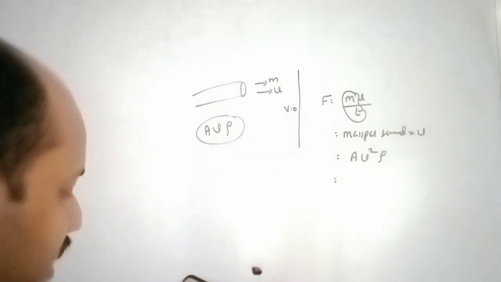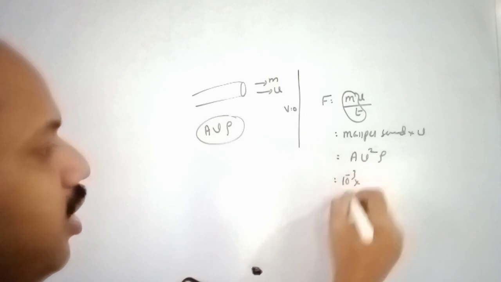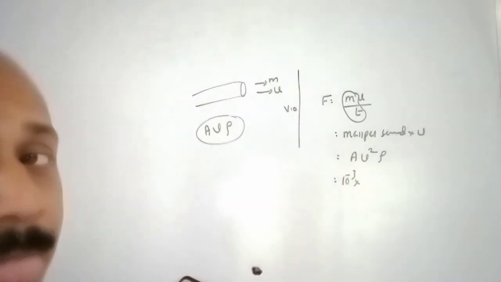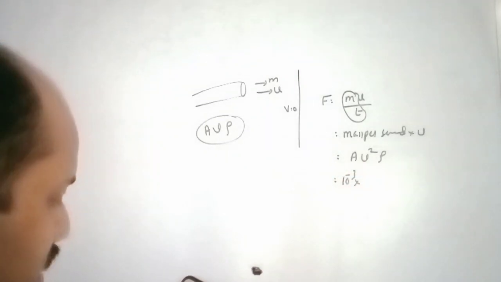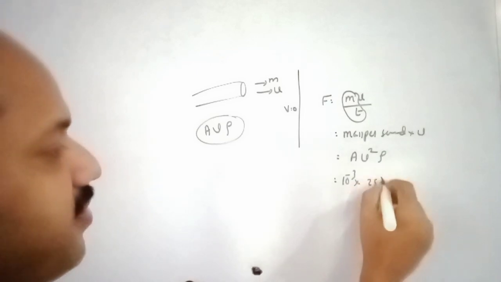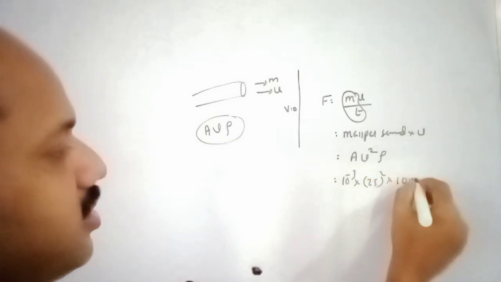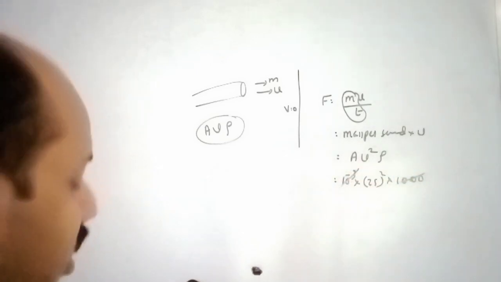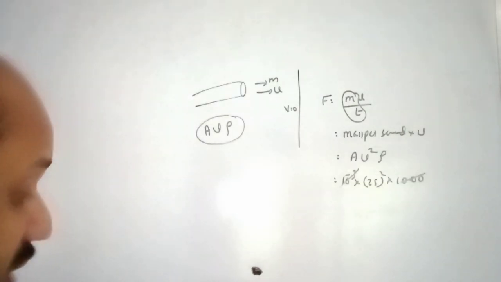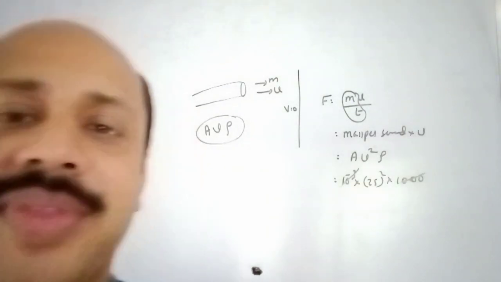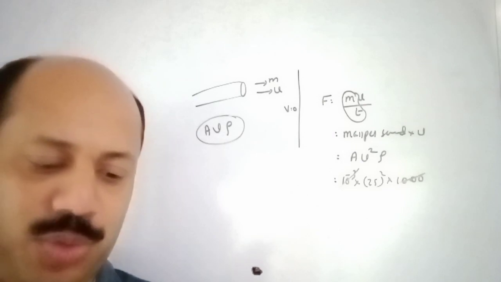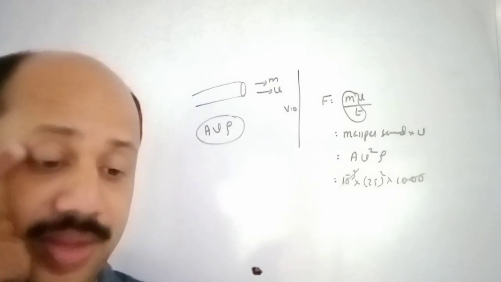Area is 10 raised to minus 3. V square is 25 square. Density is 1000, so this got cancelled. Now the answer is 625 Newton. 2 is the answer. Answer is 625.